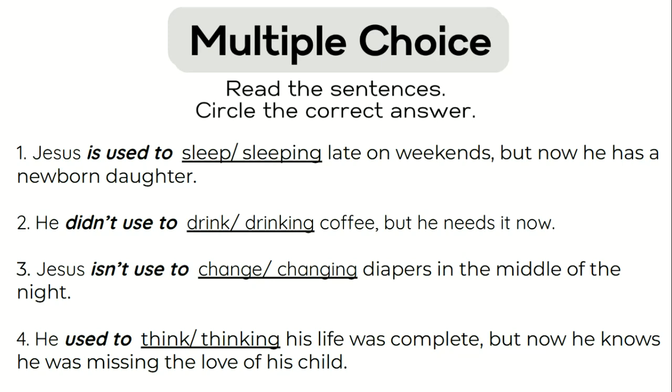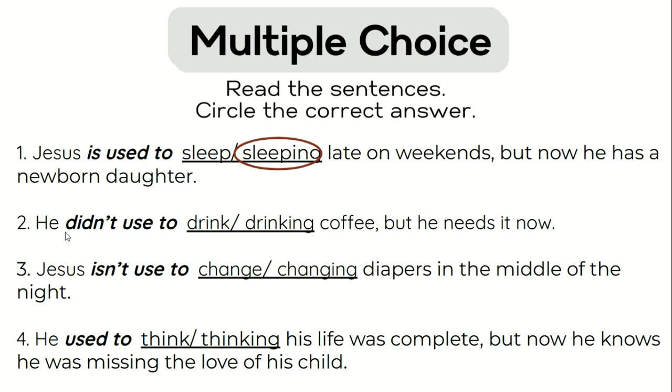All right, let's take a look at number one. So I have is used to, and so because I have is, I'm going to need the ing on the end of sleeping. Let's go ahead and read number one together so we can practice our speaking fluency. Number one, Jesus is used to sleeping late on weekends, but now he has a newborn daughter.